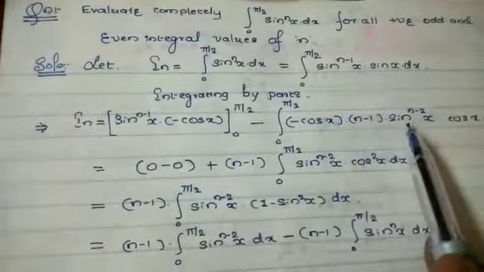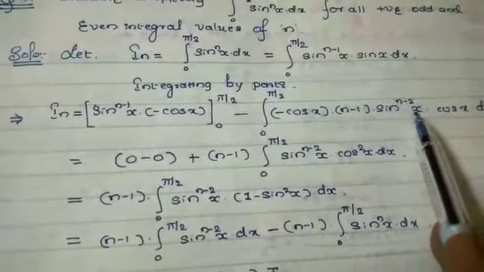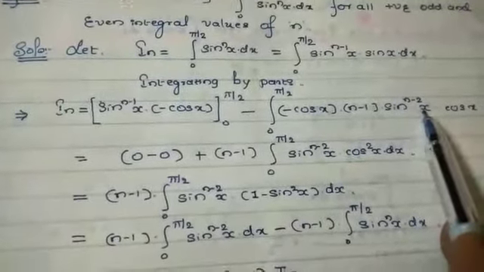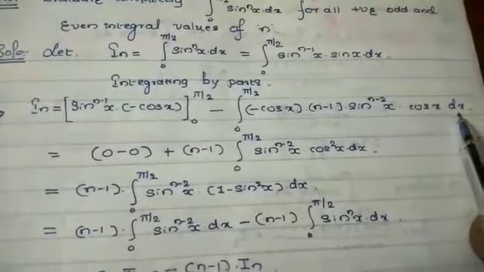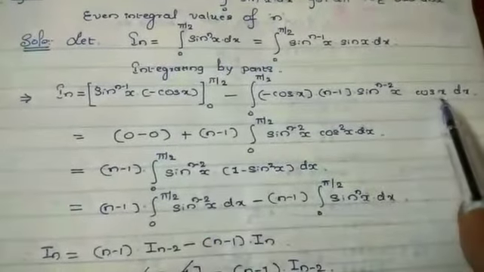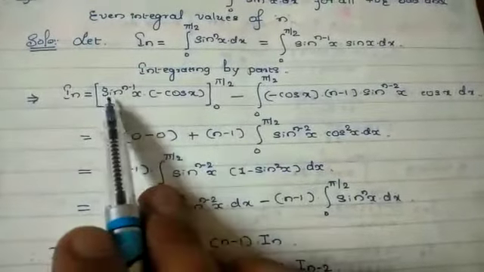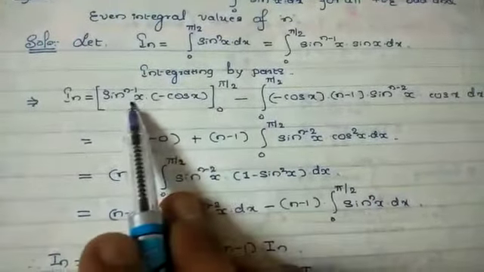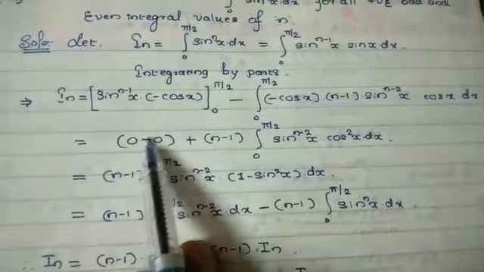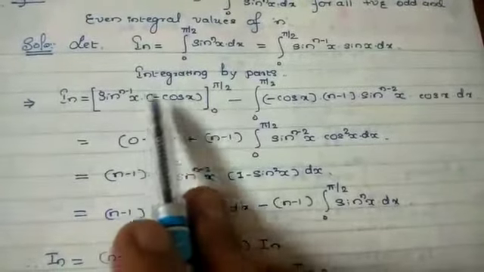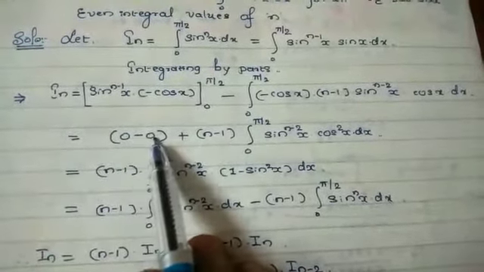Therefore n minus 1 into sin raised to n minus 2 of x. In place of x, it is sin x, therefore the differentiation of sin x is cos x with respect to x. So this is integration by parts: upper limit minus lower limit. Sine of 90 degrees is 1, cos 90 is 0, so the upper limit is 0, minus the lower limit. Sine 0 is 0, cos 0 is 1, therefore the lower limit also becomes 0.